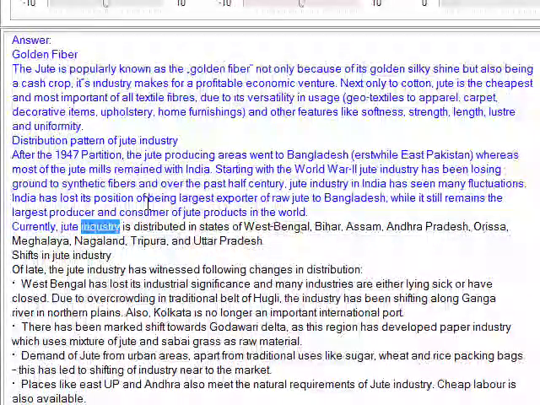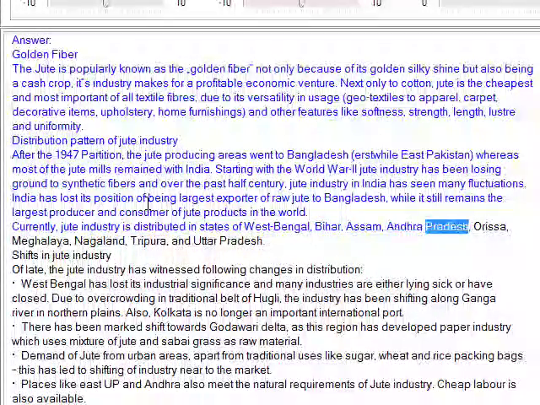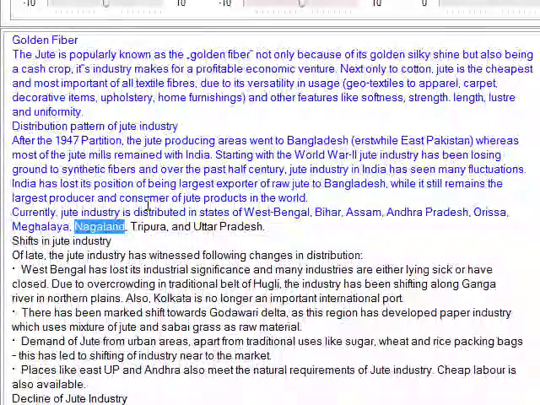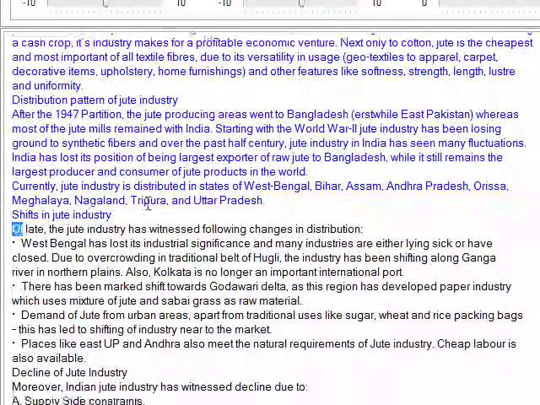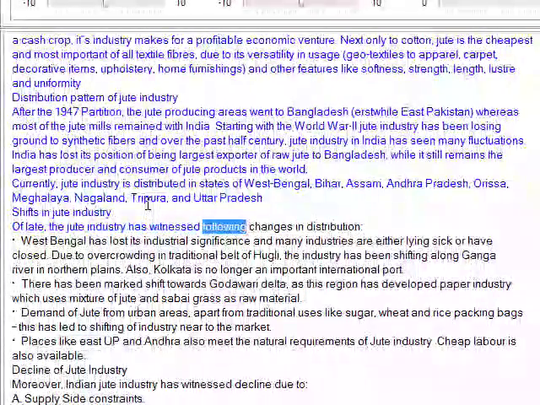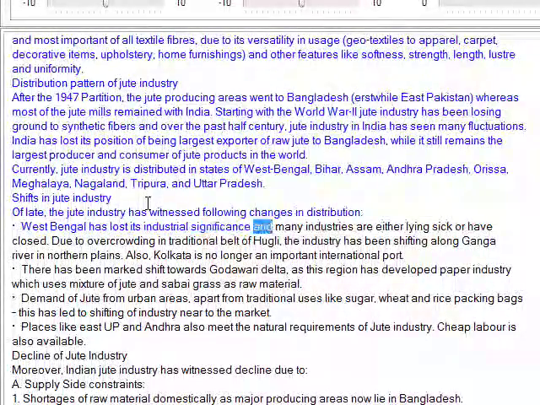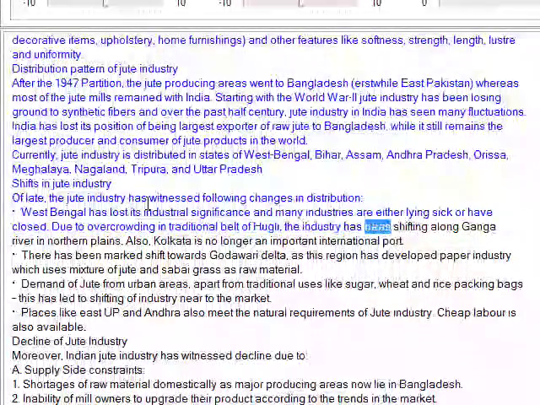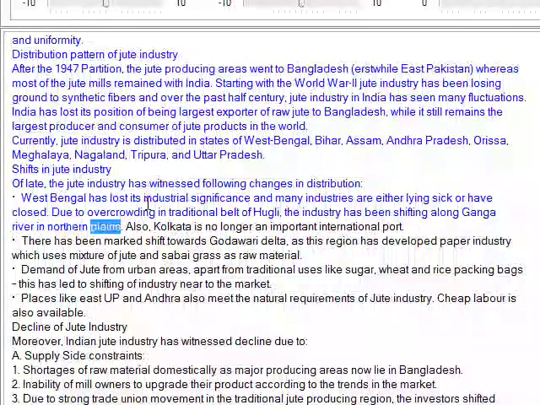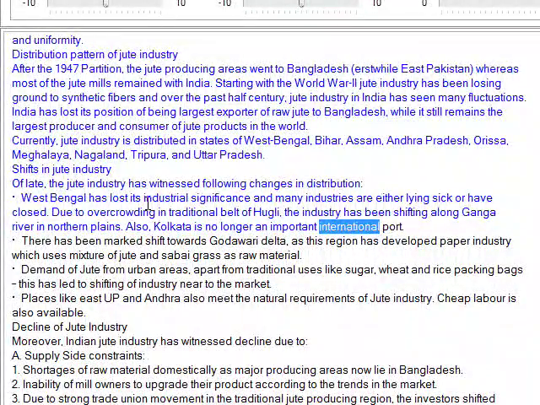Currently, the jute industry is distributed in the states of West Bengal, Bihar, Assam, Andhra Pradesh, Orissa, Meghalaya, Nagaland, Tripura, and Uttar Pradesh. Shifts in jute industry of late. The jute industry has witnessed the following changes in distribution. West Bengal has lost its industrial significance and many industries are either lying sick or have closed. Due to overcrowding in the traditional belt of Hooghly, the industry has been shifting along the Ganga River in the northern plains. Also, Kolkata is no longer an important international port.